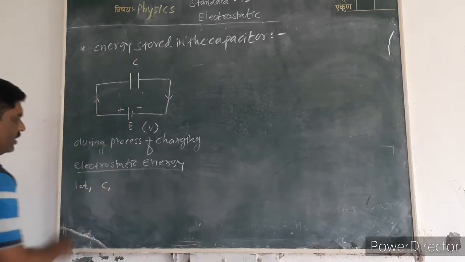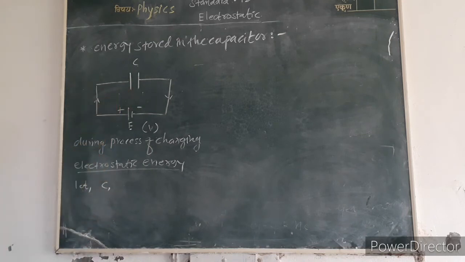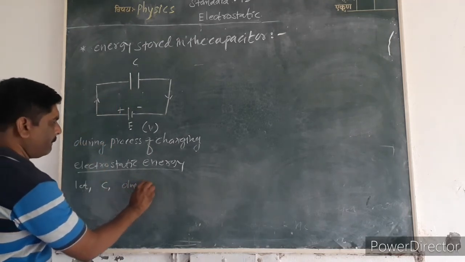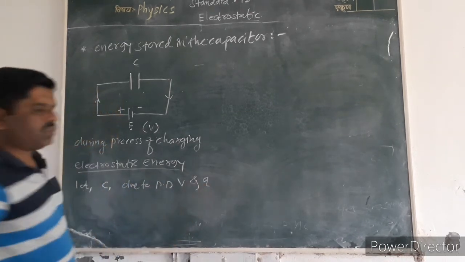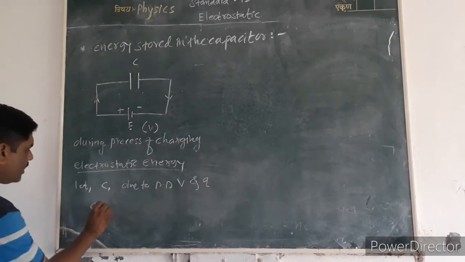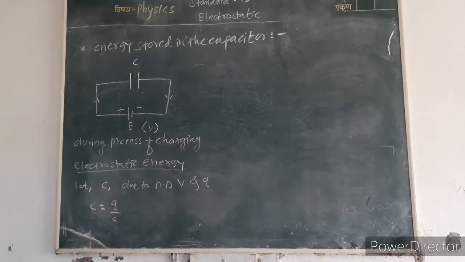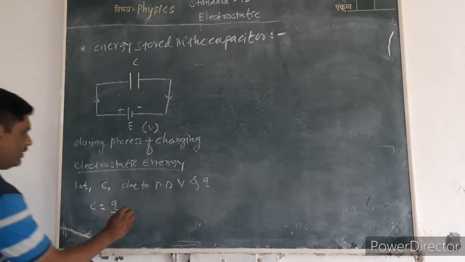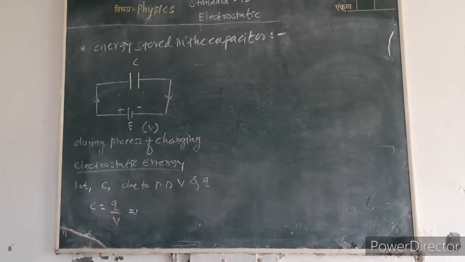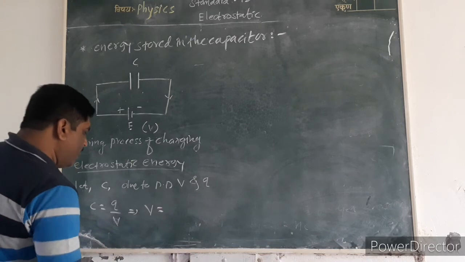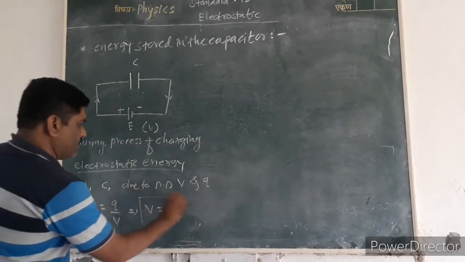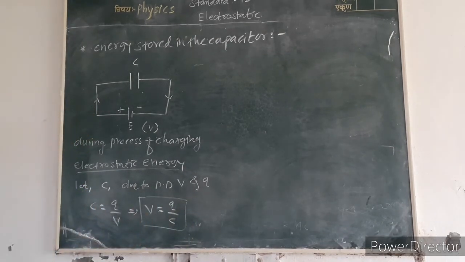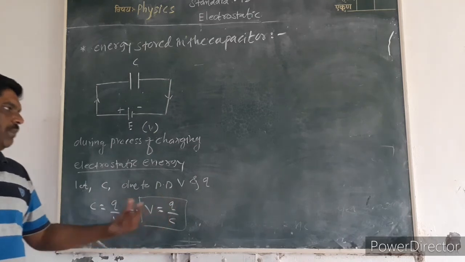Let C be the capacity of the given capacitor due to potential difference P and charge Q. Therefore, C is equal to Q upon P. This is the definition of capacitance. And we find the potential difference: V is equal to Q upon C.